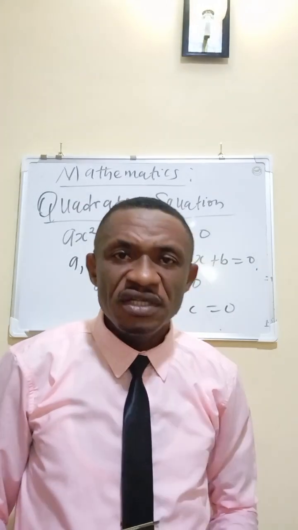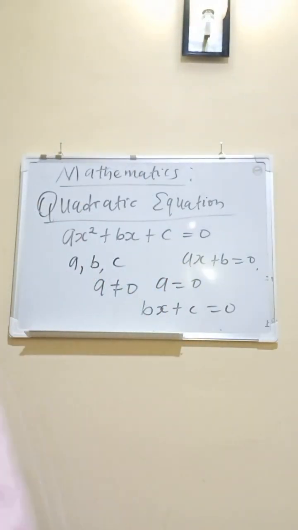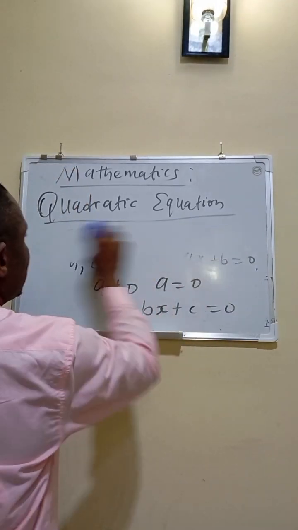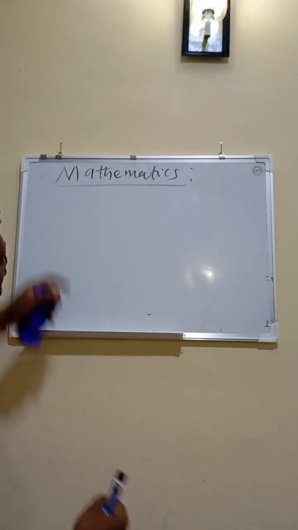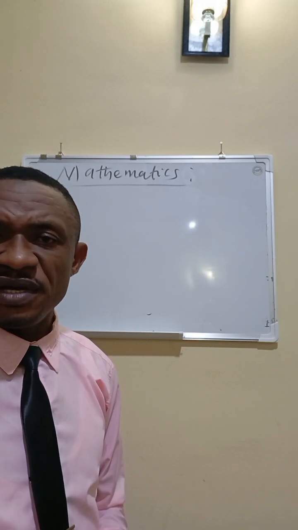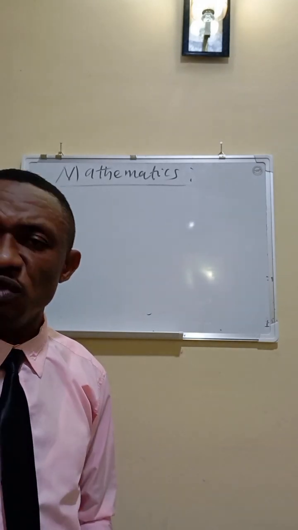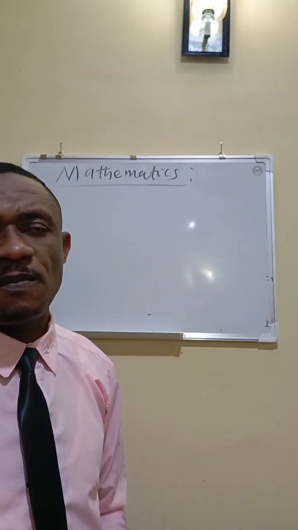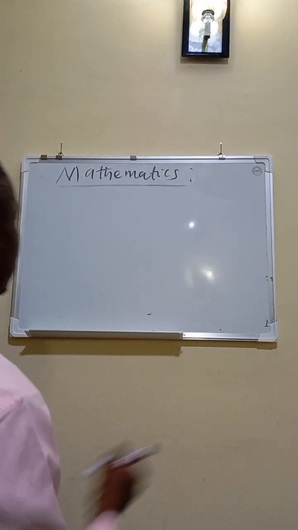Then we have methods of solving quadratic equation. So I have explained what quadratic equation means. I say it's the equation of the form ax squared plus bx plus c equals 0, where x is the unknown and the highest degree is 2. Now, how do we solve quadratic equation?